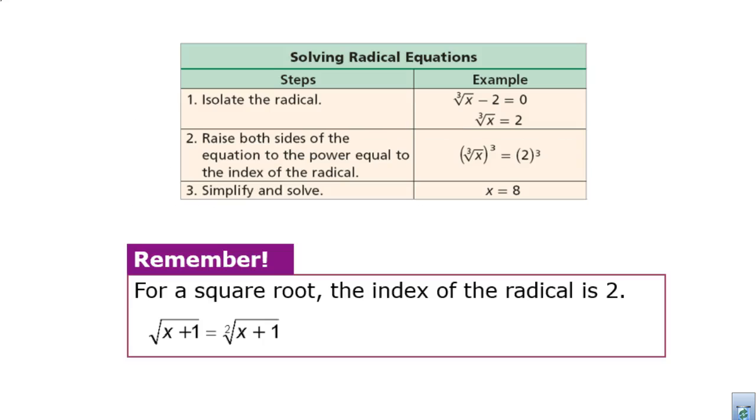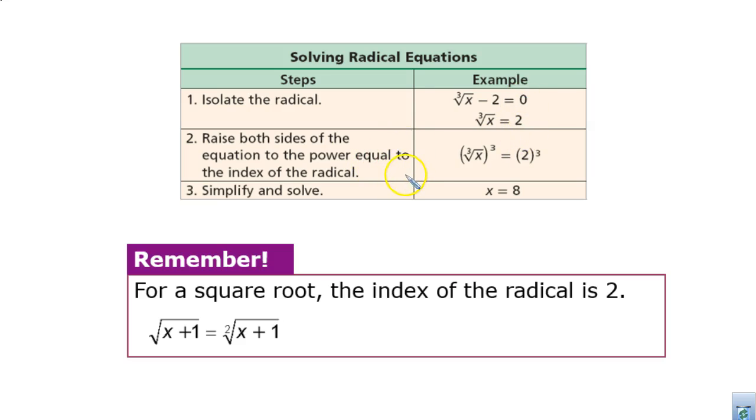If there is only one radical in the equation, the first step to solve it is to isolate the radical. That means that anything that is not the radical, that's not underneath the radical, that's not the index of the radical, needs to go to the other side of the equal sign using the rules for solving equations. So if we have a -2 here, we would add 2 to the other side.